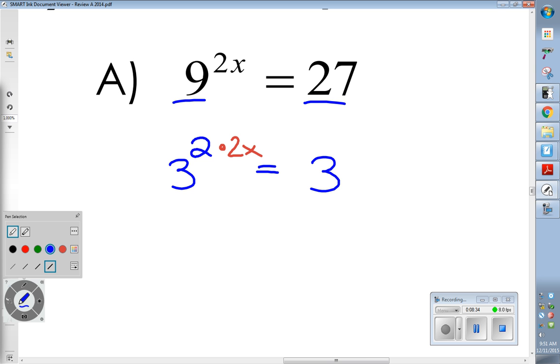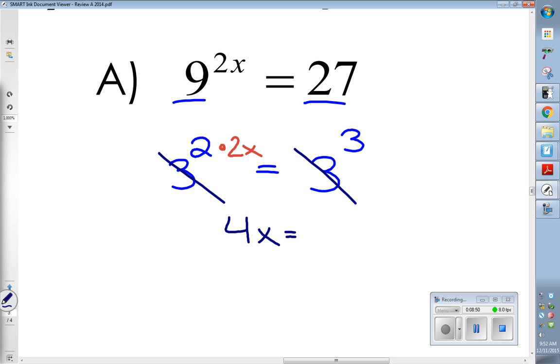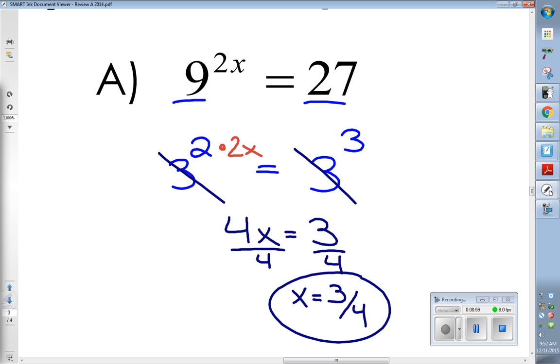What about on the other side? 3 to what power gets me 27? 3 to the third gets me 27. I did all the setup. Now all I got to do is solve. Okay, I've got 3 to some power equals 3 to some power, so I don't care about the bases anymore. 4x equals 3. X equals 3/4. There's my answer. Changing them to be the same base, if you can do it, that's the easiest way.